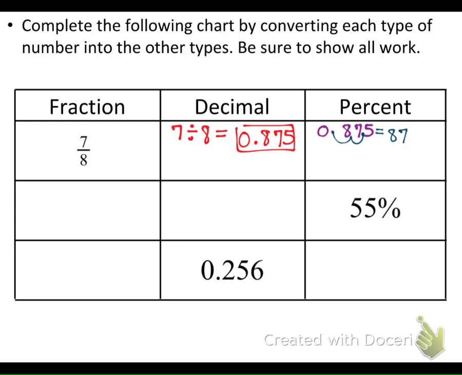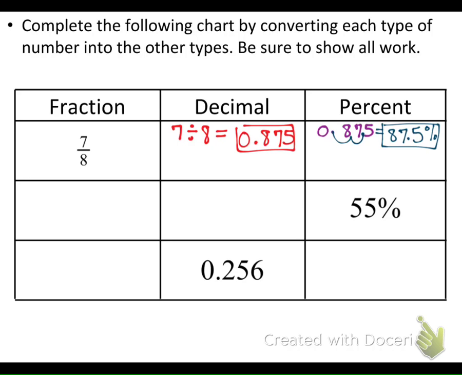87.5. And you changed it to a what? Percent. What'd you change it to? 87.5%. So what should I have behind that? The percent sign. There you go. All right, moving right along.